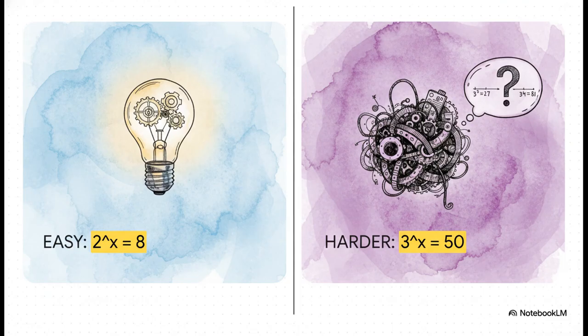3 to the power of x equals 50. We know 3 cubed is 27, and 3 to the 4th is 81. So the answer has to be somewhere between 3 and 4, right? But how do we find out exactly what it is? That's the mission for today.